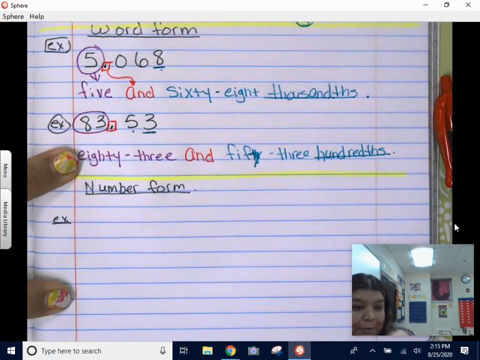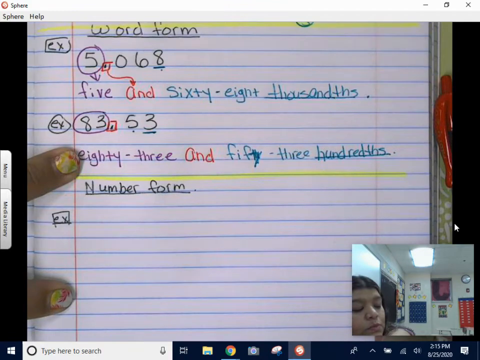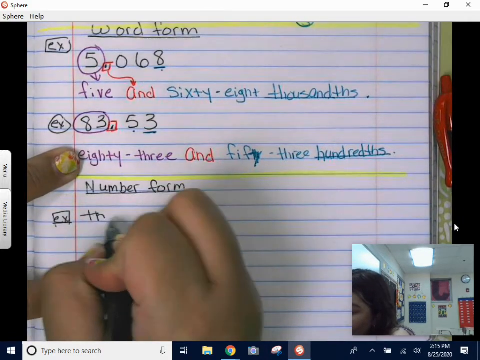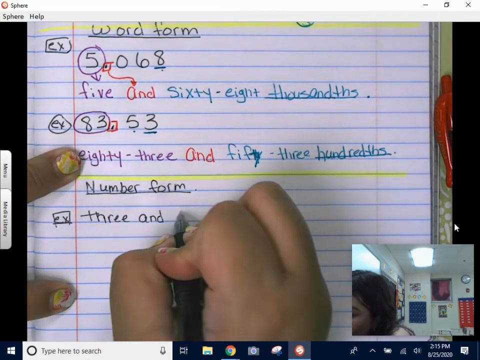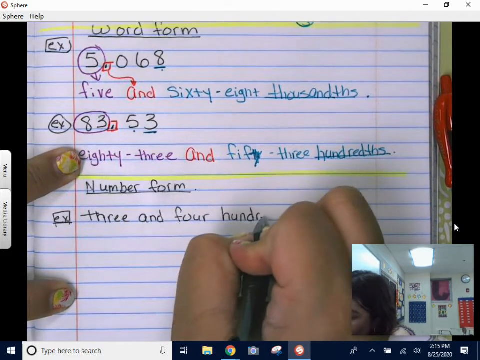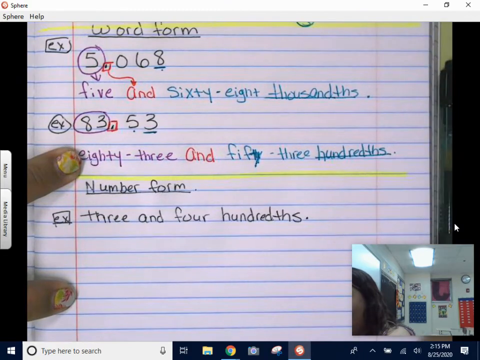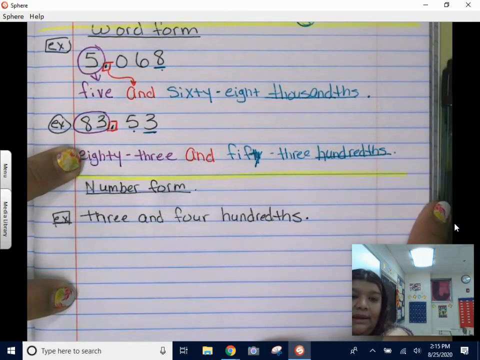So the example. Let me make up something. Okay. Let's take 3 and 4 hundredths. Okay. 3 and 4 hundredths. I'm going to write that down.